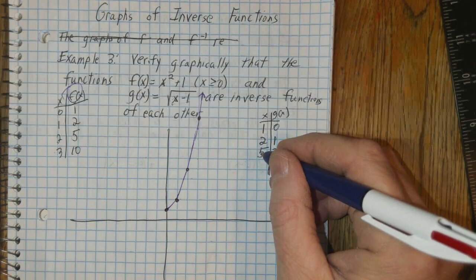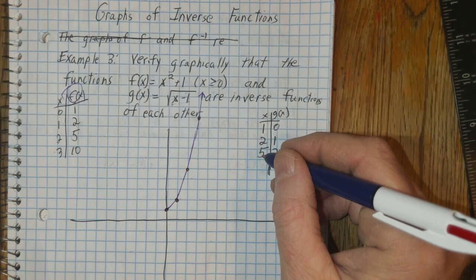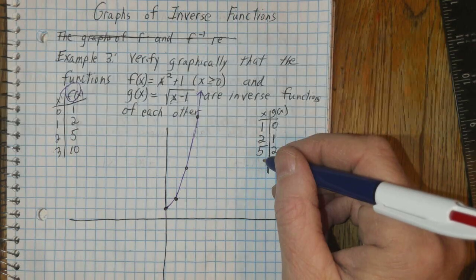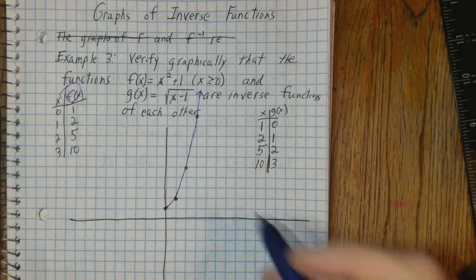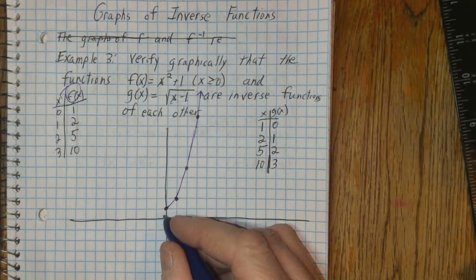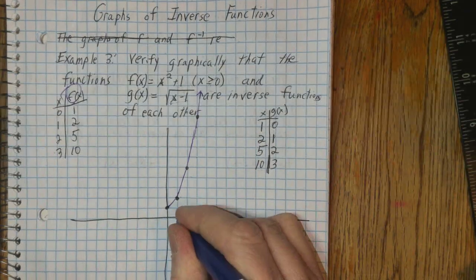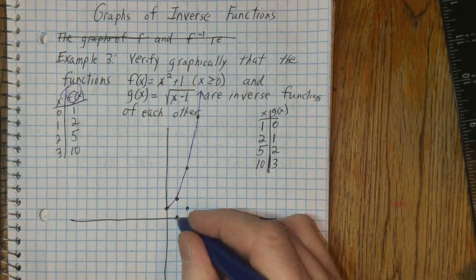6 minus 1 is 5. Square root of 5 is not a whole number. 7 minus 1 is 6. 8 minus 1 is 7. 9 minus 1 is 8. 10 minus 1 is 9, and the square root of 9 is 3. So I'm just thinking of nice numbers to work with there. So 1, 0 is right here. 2, 1 is right here.